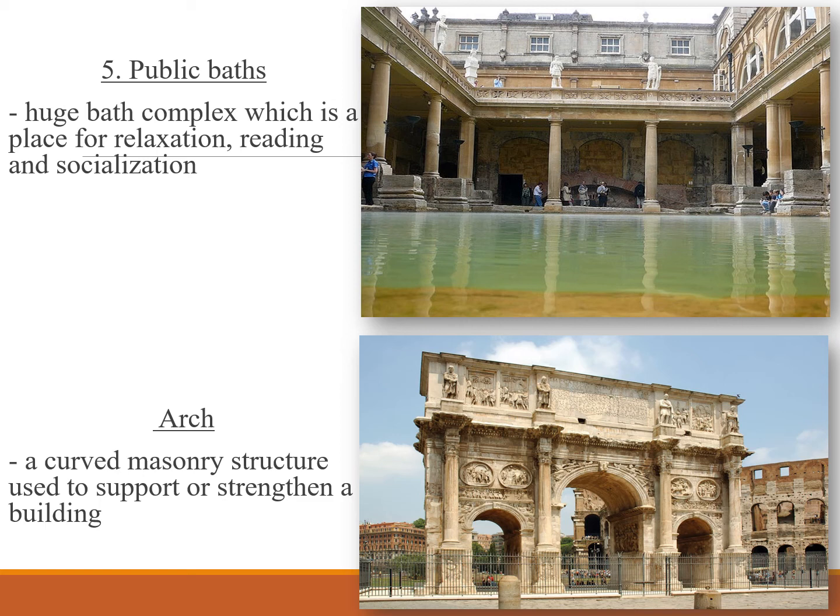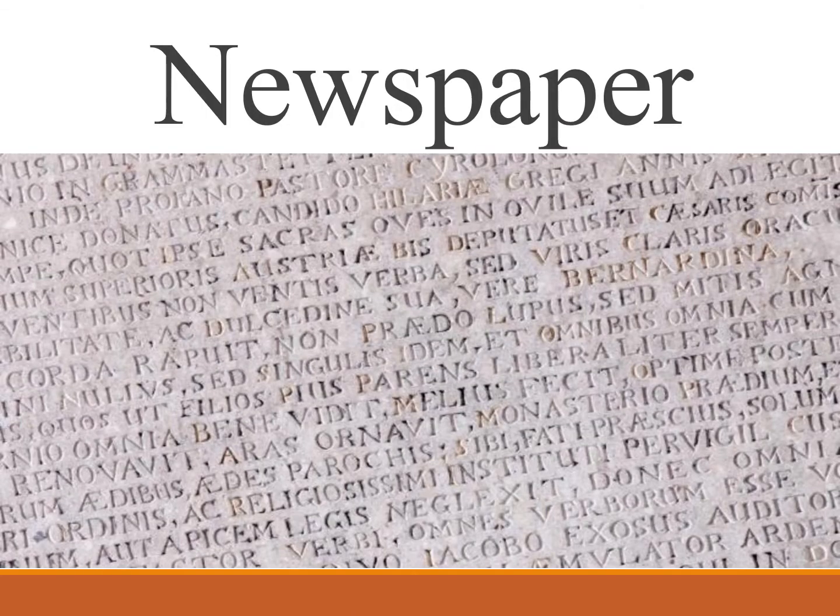Now, the arch, class, is very important to the Romans, especially during the ancient times, because the indigenous design of the arch allowed the weight of buildings to be evenly distributed along the various supports, preventing the collapse of massive Roman structures like the Colosseum. Next, we have the newspaper.